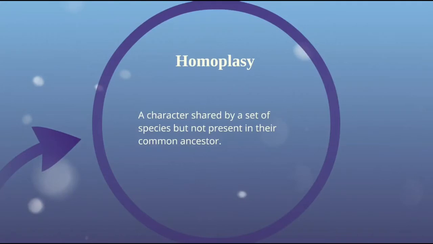Last here, we have a homoplasy, which is a character shared by a set of species but not present in their common ancestor. For example, if an archaean cell is discovered whose RNA sequence is more similar to that of humans than the sequence of mouse RNA is to that of humans, this discrepancy would be a homoplasy.